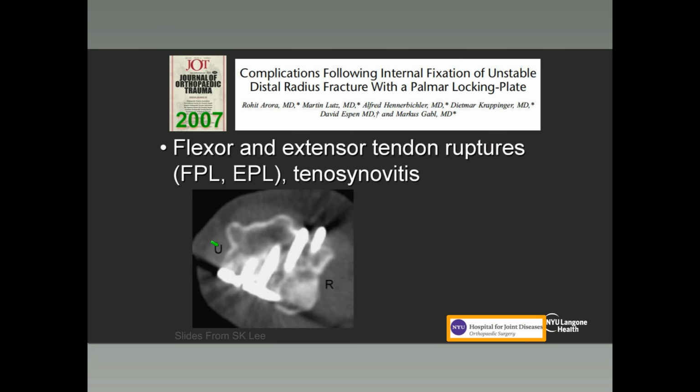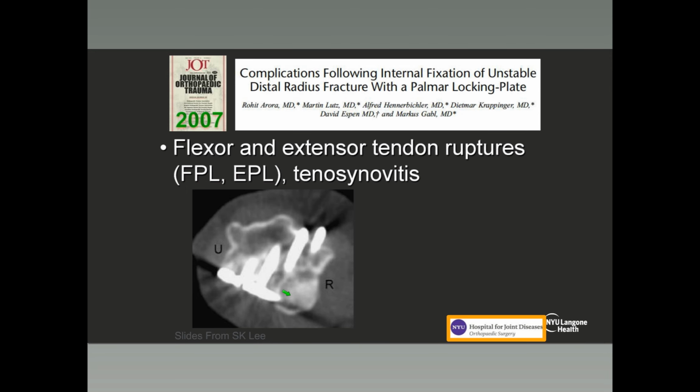Here are some specific examples. This is what it may look like. I'm looking here on the ulnar aspect of the distal radius, and this is a radial aspect. This is an axial view on a CT scan. And you can see right here that I have screw penetration through the dorsal cortex. Really, in no case should you be going past the dorsal cortex when you're putting in your distal screws.